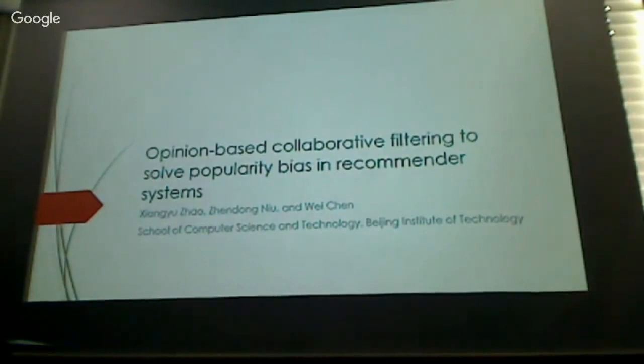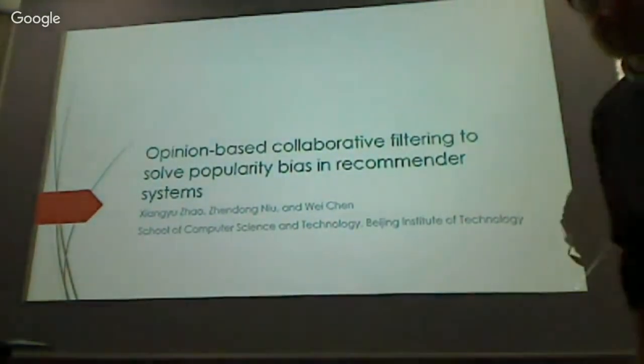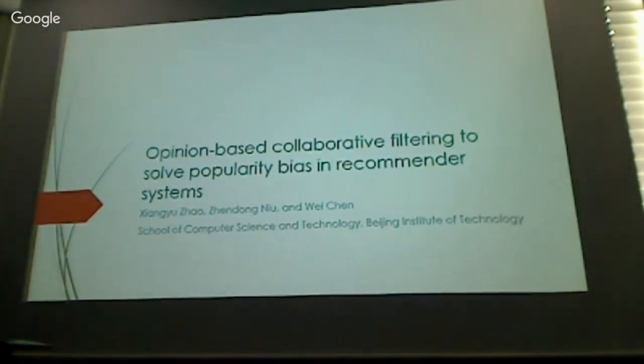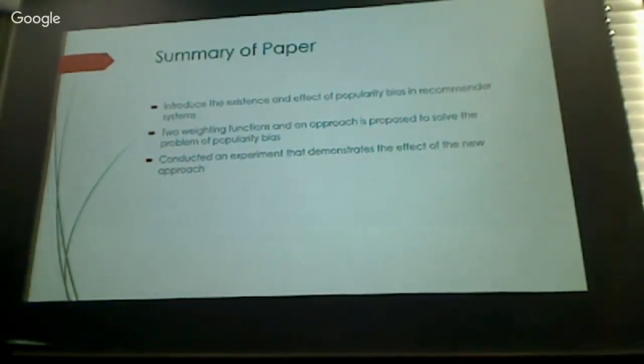Okay. So my paper is Opinion-Based Collaborative Filtering to Solve Popularity Bias in Recommender Systems. As you can probably remember from last time, recommender systems are systems incorporated in, for example, online shops that help users explore more of what there is on the product list. They use these algorithms to recommend other items based on users' opinions.